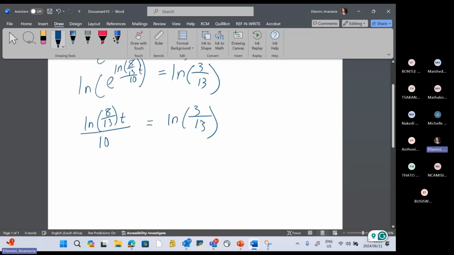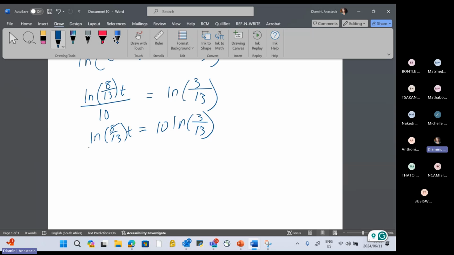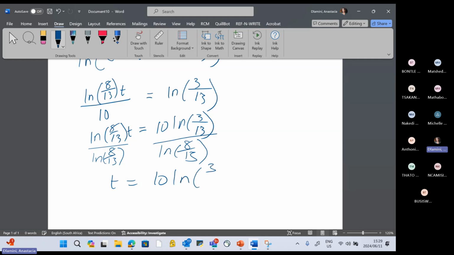So we multiply by 10 on both sides, because we want to cancel the 10 on the left. So this is ln of 8 over 13 times T is equal to 10 ln of 3 over 13. Now we divide by ln of 8 over 13 on both sides. So T is equal to 10 ln of 3 over 13 over ln of 8 over 13. Are we together, guys?